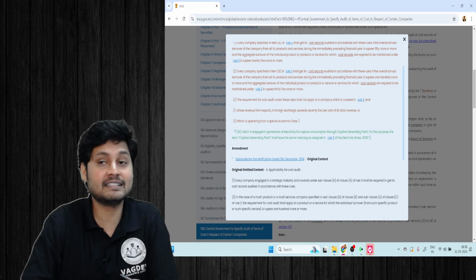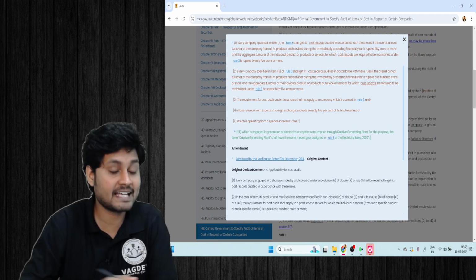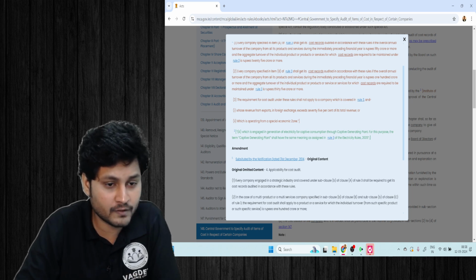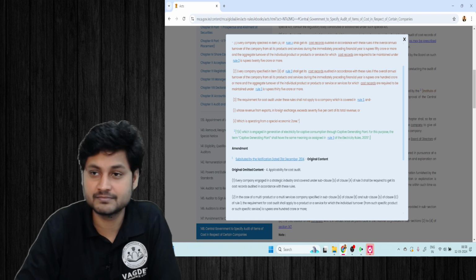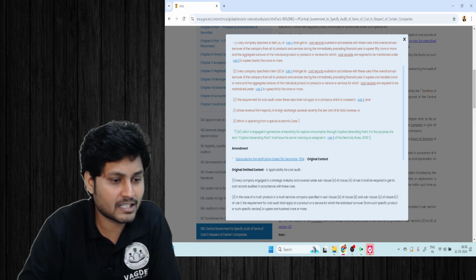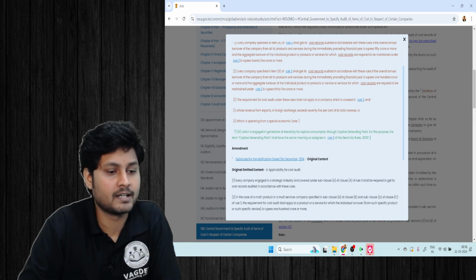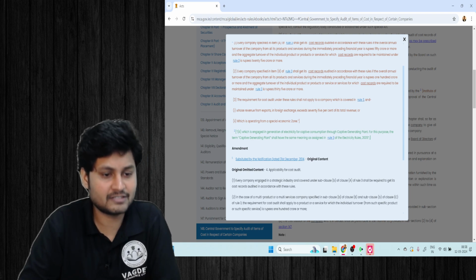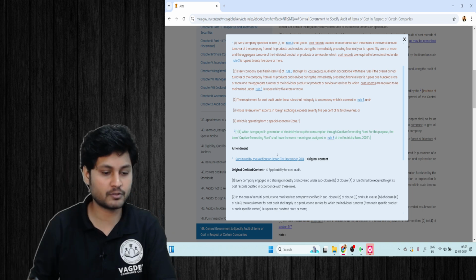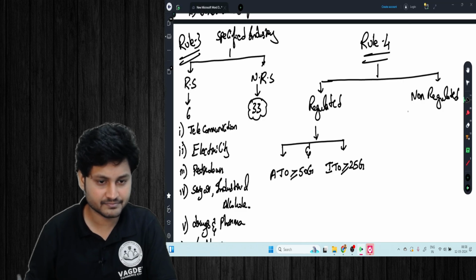100 crore. When it is the non-regulated sector, aggregate turnover is 100 crores and individual turnover is 35 crores. Continue reading. The aggregate turnover of the individual product or products or services for which the cost records are required to be maintained under rule number 3 is 35 crores or more. Let me write like this.